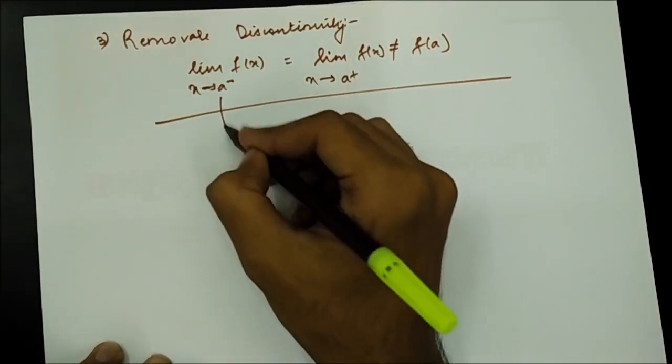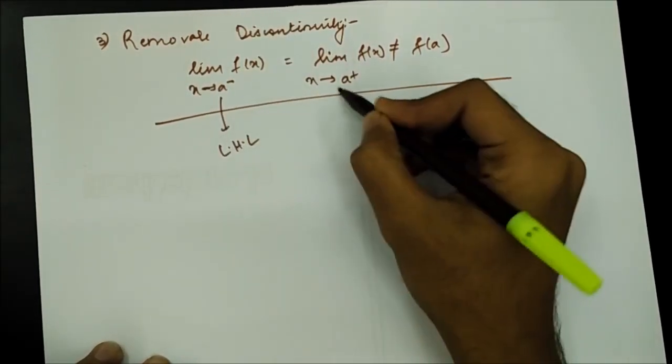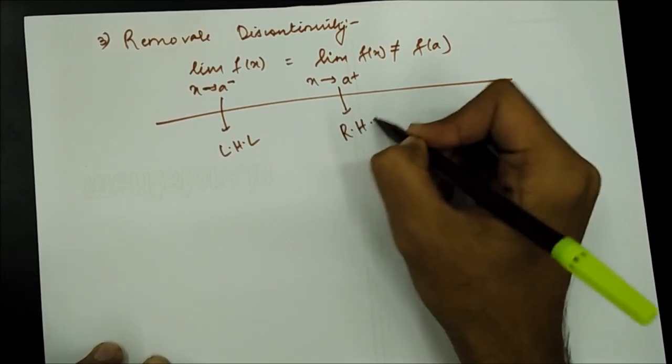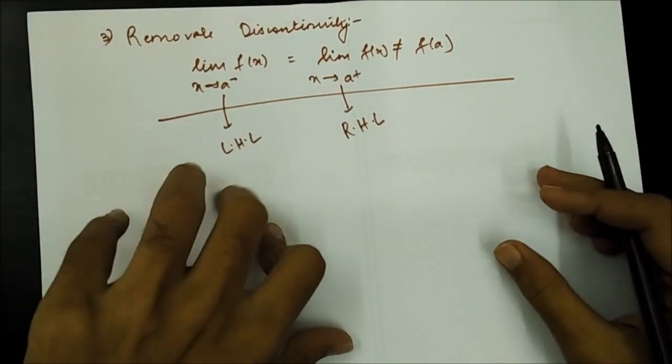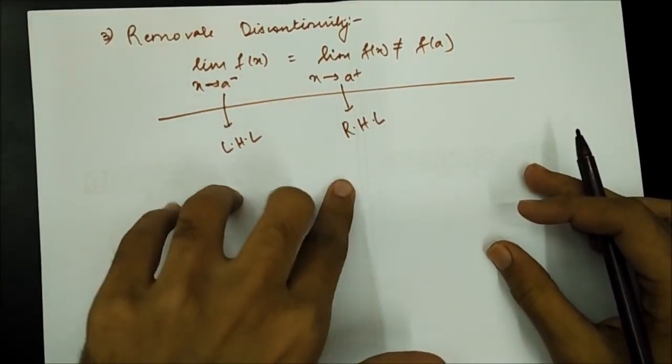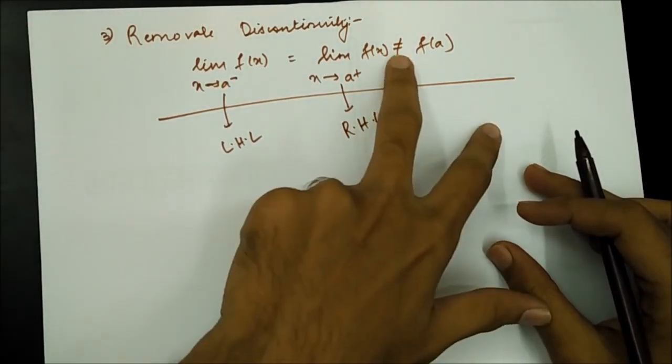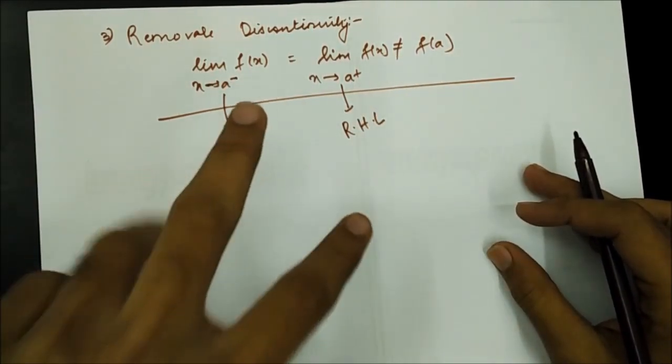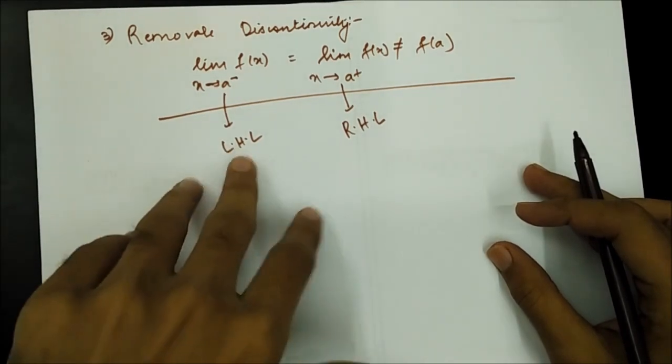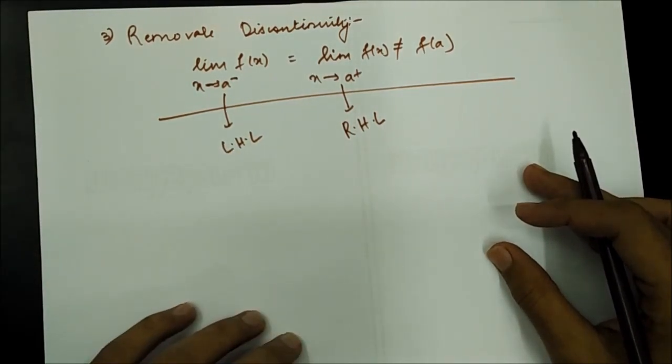This is the LHL, the left hand limit, and this is the right hand limit. So if the left hand limit and the right hand limit both are equal, both are matching, but they are not equal to f(a), then this discontinuity is nothing but a removable discontinuity.